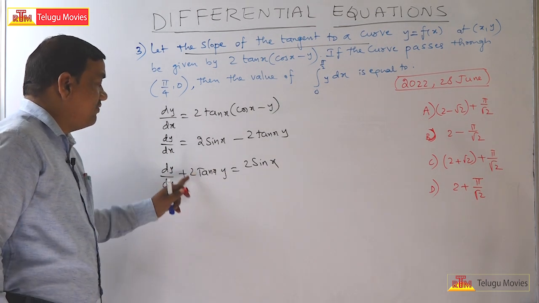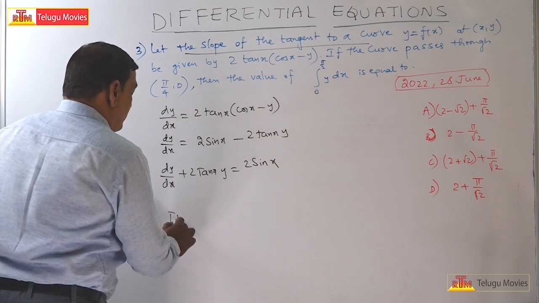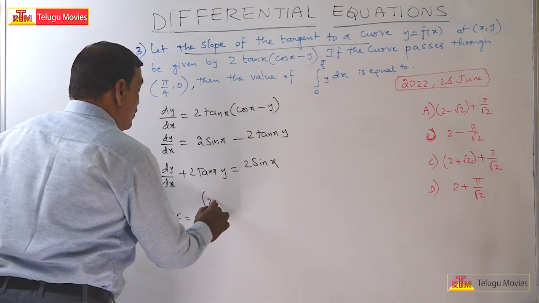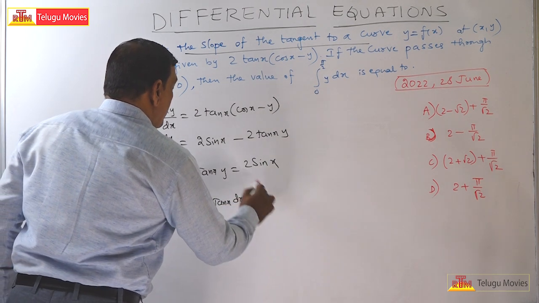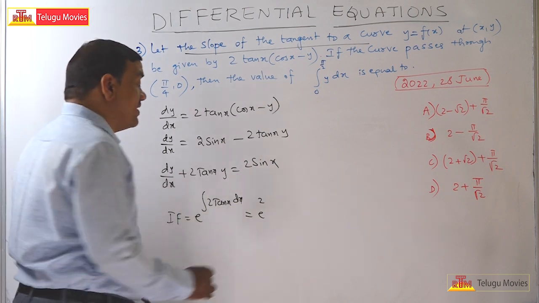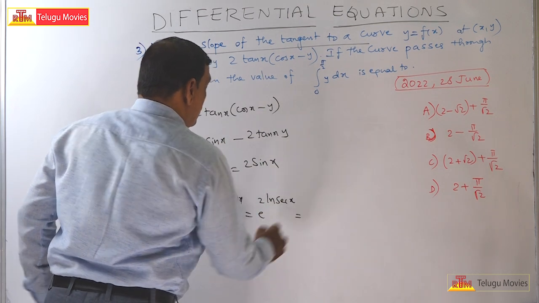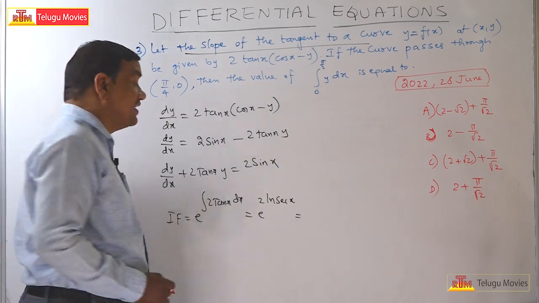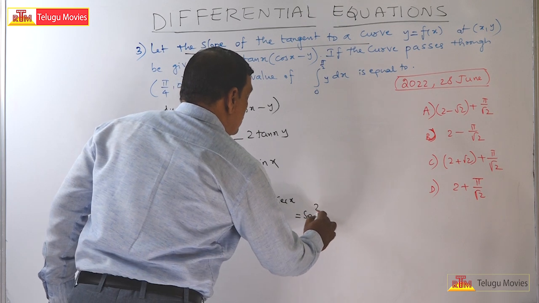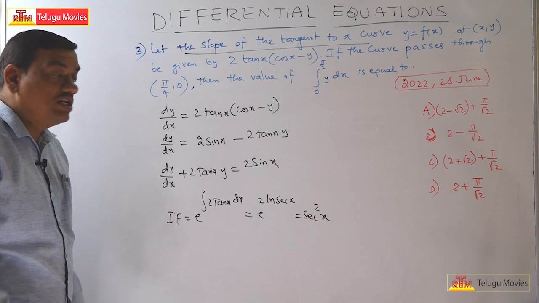So, this will be your integrating factor. Our integrating factor is equal to e power integral of 2 tan x dx, that is e power 2 into integral of tan x. How much is that? It is ln of secant x. So, 2 will come here, and e and ln will get cancelled. So, this is equal to secant square x. Understand this? Now, what is your general solution?